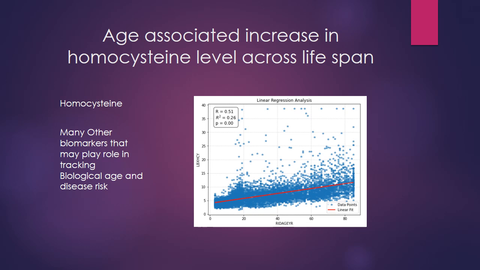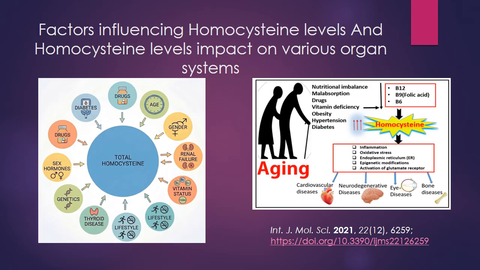Age-associated increase in homocysteine level across lifespan. It provides a scatter plot demonstrating a positive correlation between advancing chronological age and an increase in blood homocysteine levels.